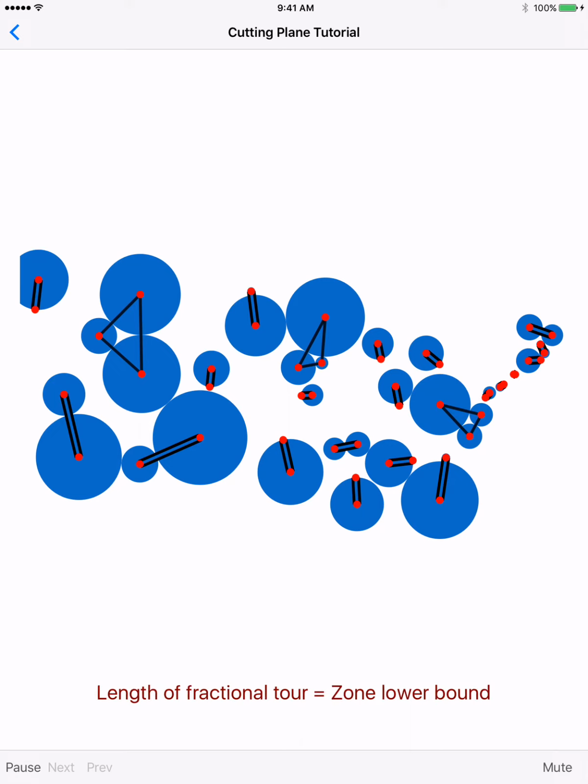Notice that our fractional tour crosses each zone exactly twice, and that the zones cover completely all edges in our fractional tour. This means the length of the tour is exactly the same as twice the sum of the radii of the zones, and thus matches our lower bound. We can conclude that we do indeed have a shortest possible fractional tour, since no fractional tour can have length less than the bound.